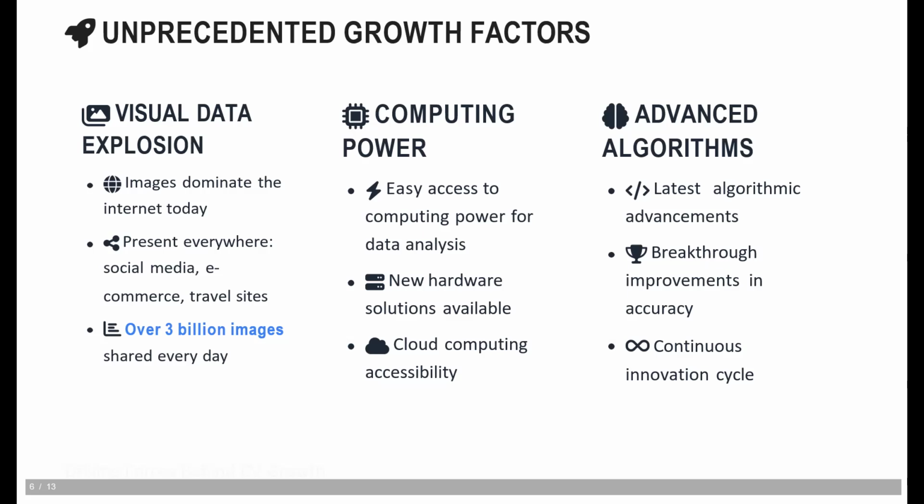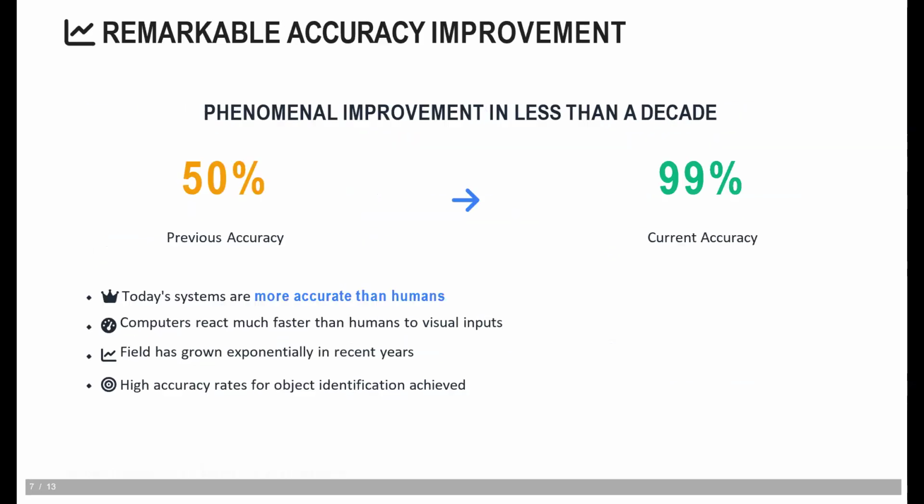Breakthrough improvement in accuracy, continuous innovation cycle. From CNN to the transformer model, it is a continuous innovation cycle. We have accelerated the accuracy level, and the enhancement is there. So this is what I was talking about. Phenomenal improvement in less than a decade. If we talk about a decade ago, previous accuracy was just about 50%.